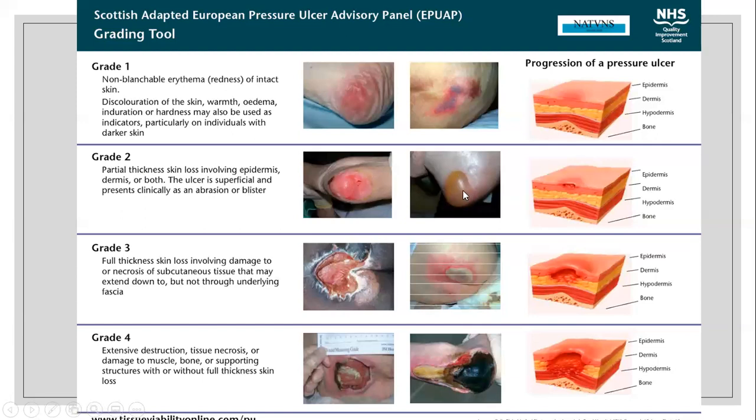This is the blister. Grade 3 or stage 3, full thickness skin loss involving damage or necrosis of subcutaneous tissue that may extend down to but not through underlying fascia. Grade 4, extensive destruction, tissue necrosis, or damage to the muscle, bones, and supporting structure with or without full thickness skin loss.